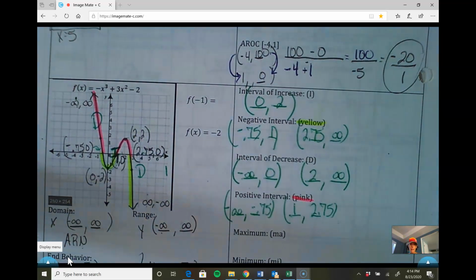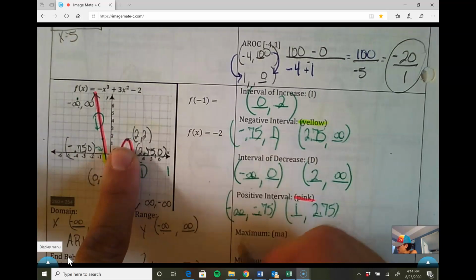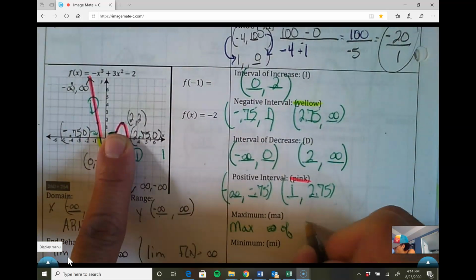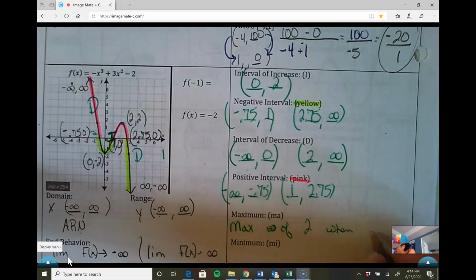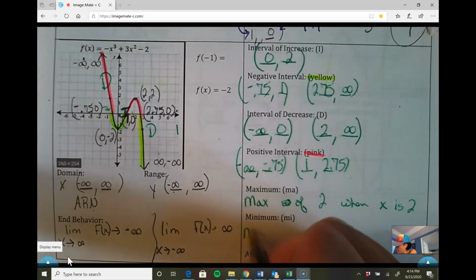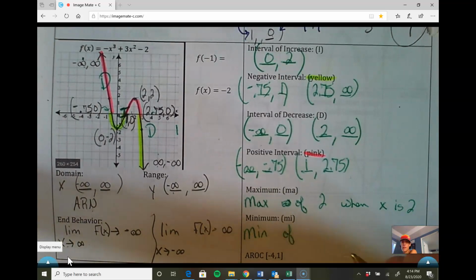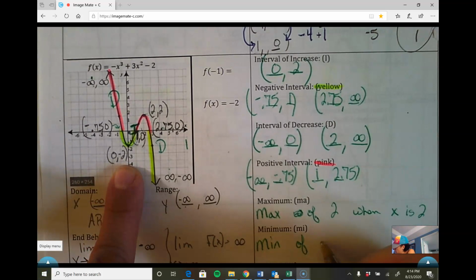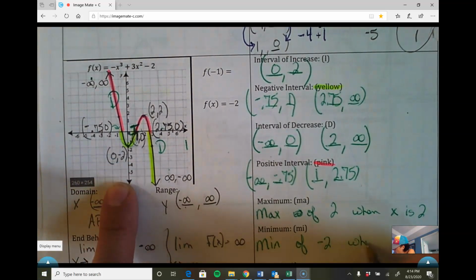Almost done. All right, a max and a min. We got one of each. So first, here's our max. There's a max of 2 when x is 2. And then we have a minimum. We have a min of -2 when x is 0.